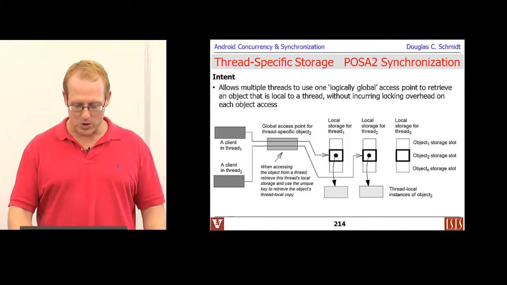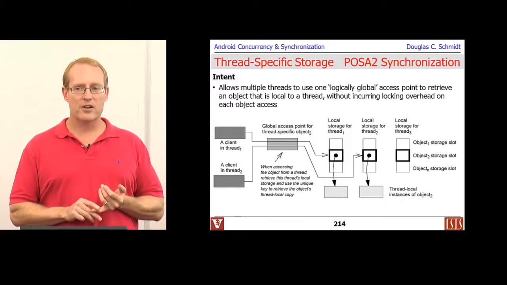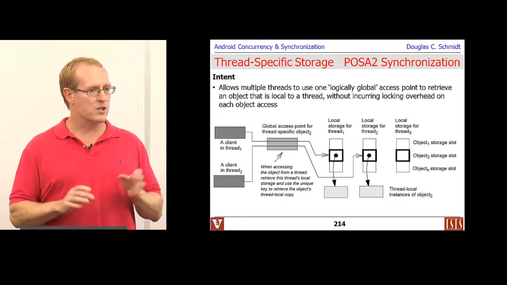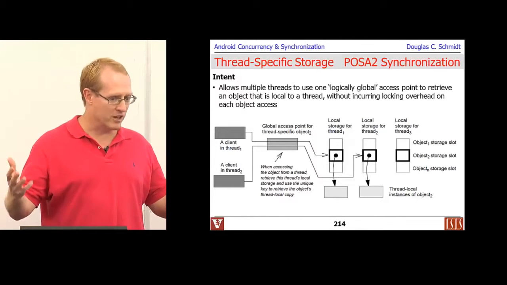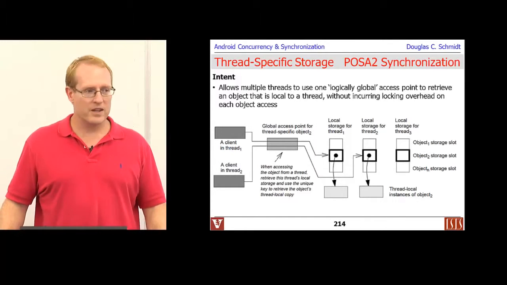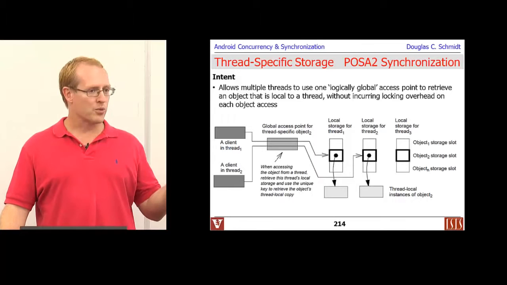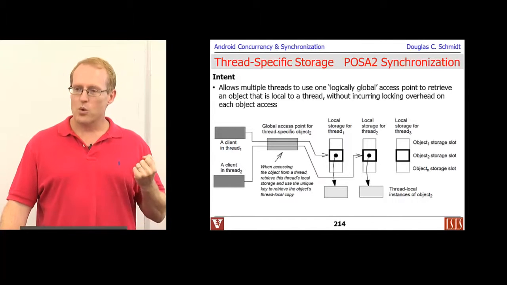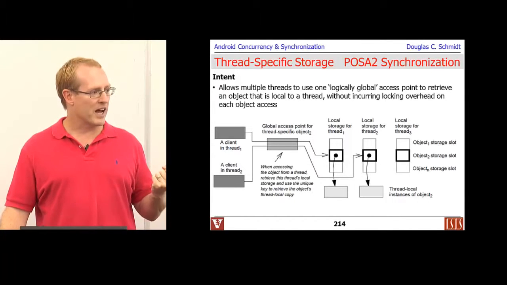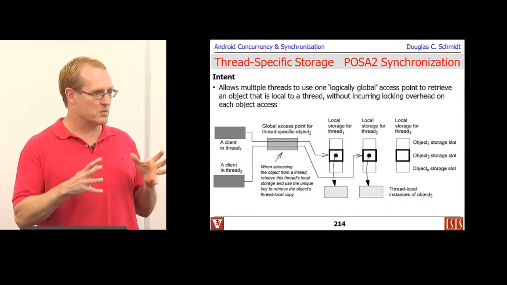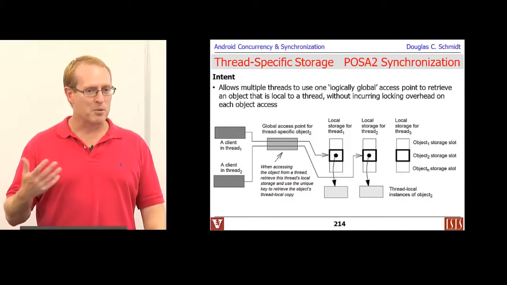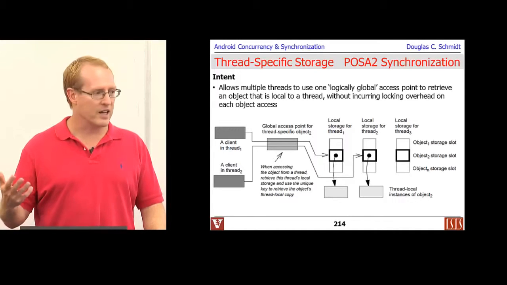It's called thread-specific storage. The intent of this pattern is to allow multiple threads to use one logically global access point, object, for example, to retrieve instances of objects that are local to a thread, stored local to a thread, without incurring locking overhead on every access. So you don't have to incur the overhead of locking, but you're getting stuff that's thread-specific, and therefore capable of being used without having to worry about contention.